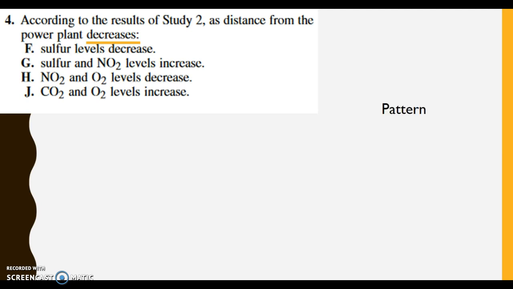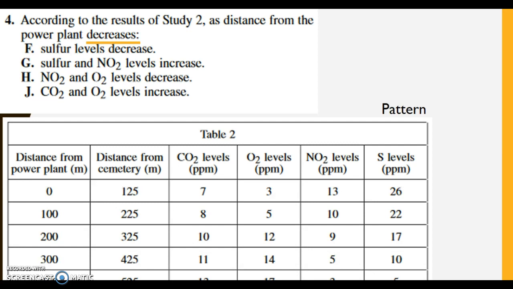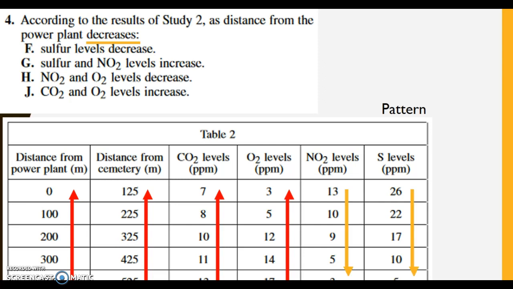This is a pattern question. So we're going to bring up the data from Study 2. And instead of drawing our lines from smallest to largest, we're going to draw our trend line here from largest to smallest. So these three are directly proportional. They're going in the same direction. And these two are inversely proportional. They're going in the opposite direction. So now we're going to go through each answer choice.